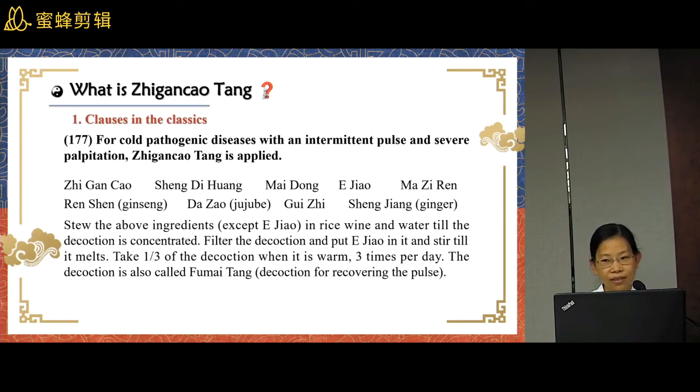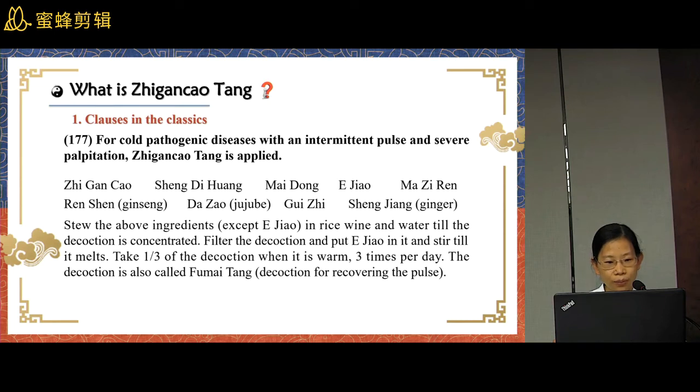In the Han Dynasty, a famous doctor, Zhang Zhongjing, wrote the Treatise on Cold Pathogenic Diseases. Clause 177 in this book says, for cold pathogenic diseases with an intermittent pulse and severe palpitation, Zhi Gan Cao Tang is applied. Here are the ingredients.